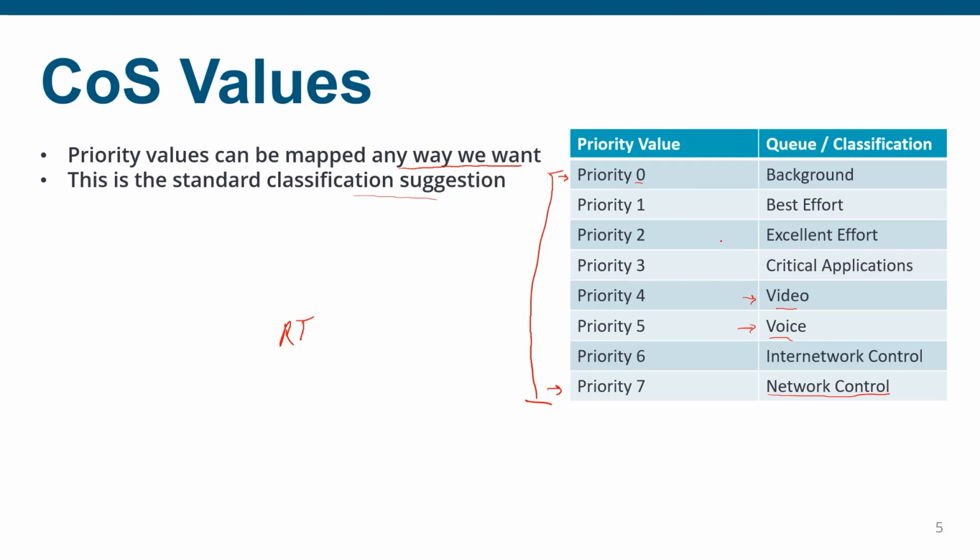So moving up the line here, we have excellent effort and best effort, and then background. Background meaning if there is any congestion, background will be the first one to be dropped. And then best effort, and then excellent effort, and so on and so forth. So that's class of service. It is our layer 2 traffic classification.